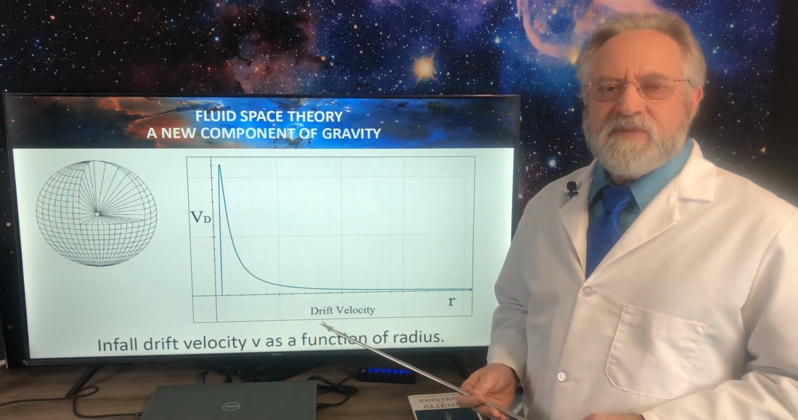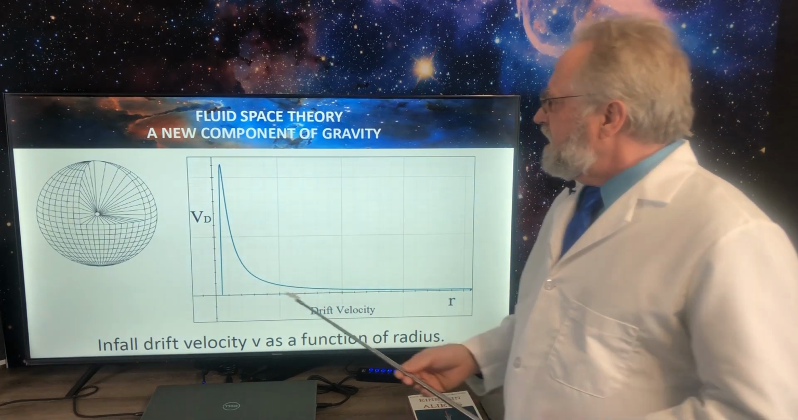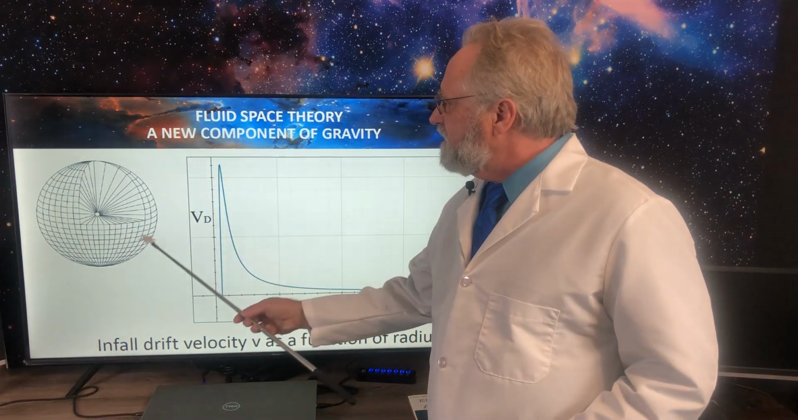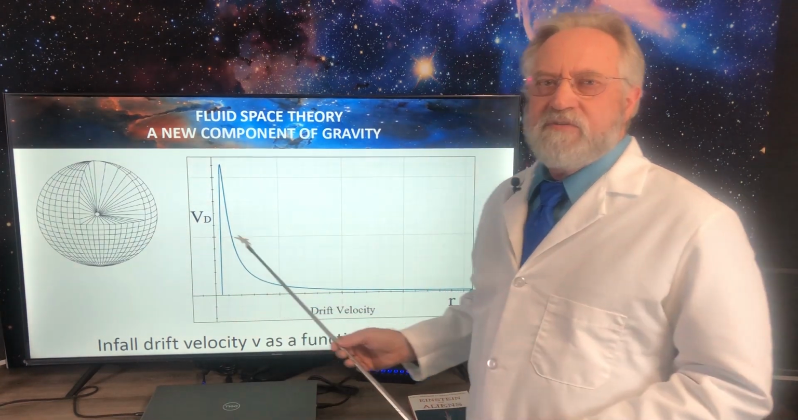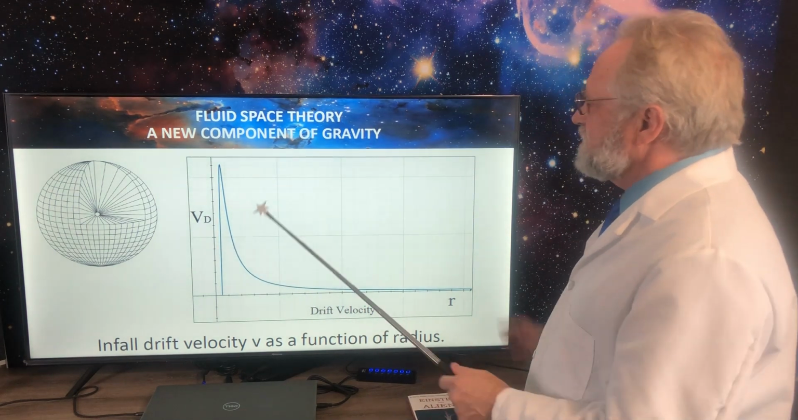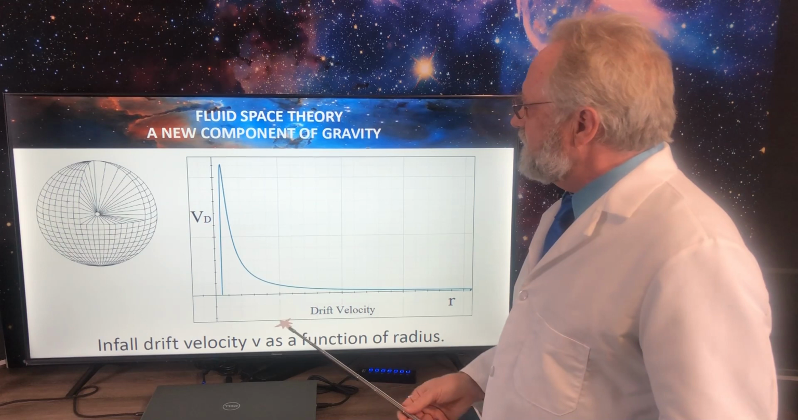So to use this information, I had to come up with what I call the drift velocity. And that's basically the contraction rate divided by the area of the sphere at the level where you want to find out what the drift velocity is. So it's the same function, but now it looks a lot more like a gravity field.